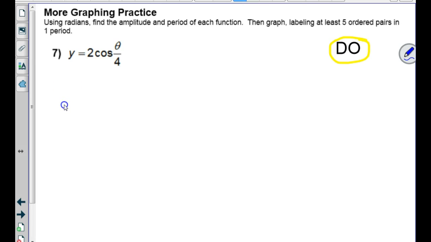Number 7, find it? Okay. So we have y equals 2 cosine. Can anybody write this differently so that maybe it makes more sense to you? Theta over 4 is really what? 1/4 theta, is that okay?